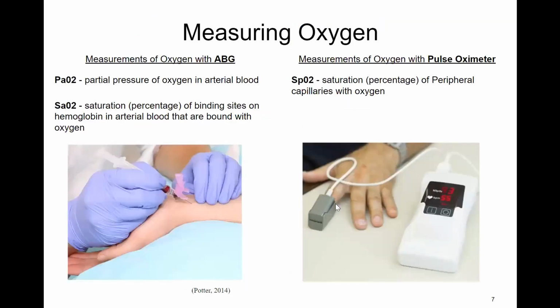And this is how we measure oxygen, either with an arterial blood gas to obtain the partial pressure of oxygen, and the normal range is 75 or 80 to 100, and to obtain an SaO2, which is the percentage of hemoglobin that the oxygen is bound to, and normal is 95% or higher. Non-invasively, we just use a pulse ox and get the SpO2, which also shows the percentage of hemoglobin that has oxygen bound to it, and the normal level is also 95% or higher.